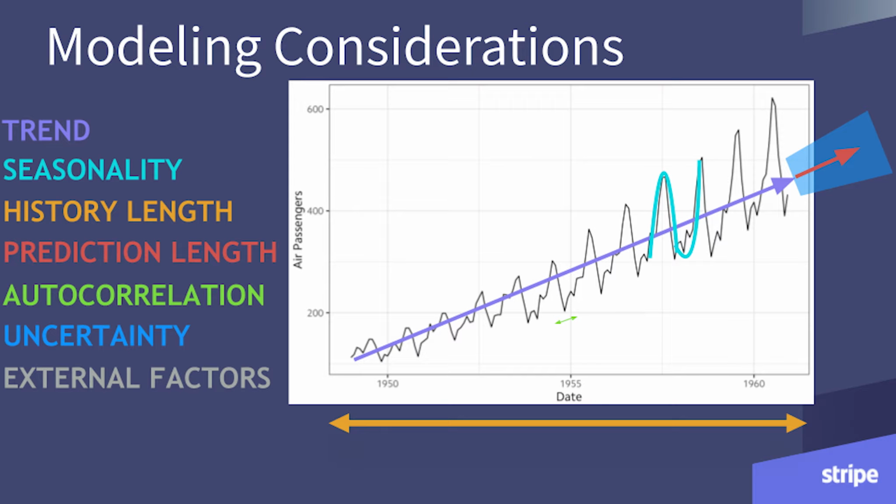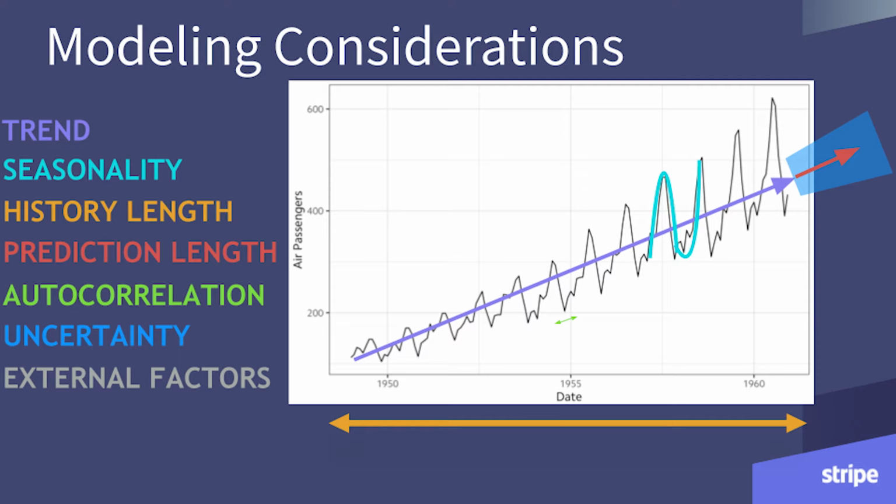So this is some data that's freely available in R. I'm just going to use it as an example. It's the number of air passengers internationally in thousands from 1949 to 1960. And this is a nice time series that can illustrate a number of modeling considerations that you want to keep in mind when you're setting up a new forecasting problem.